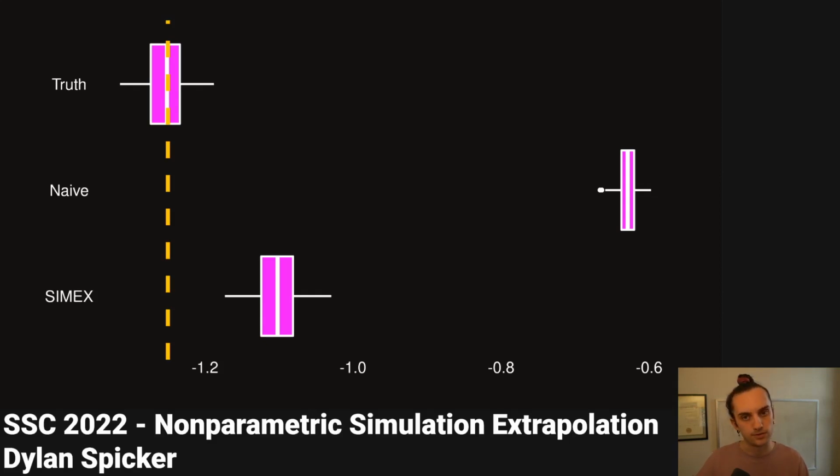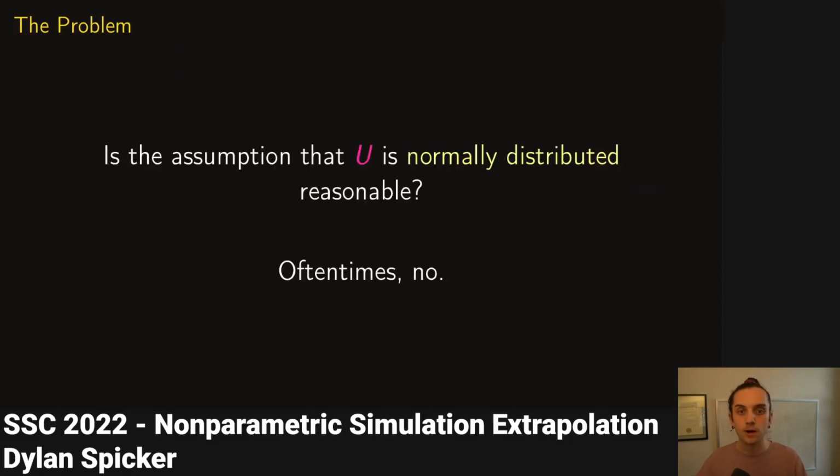is much improved. Now, the big problem with this analysis as presented is that we have assumed that the errors are normally distributed. In some settings, this is a reasonable assumption. Often, however, the observed errors are going to be highly non-normal. We often observe skewed errors or heavy-tailed errors, and in these cases, the underlying assumptions of SIMEX fall down.